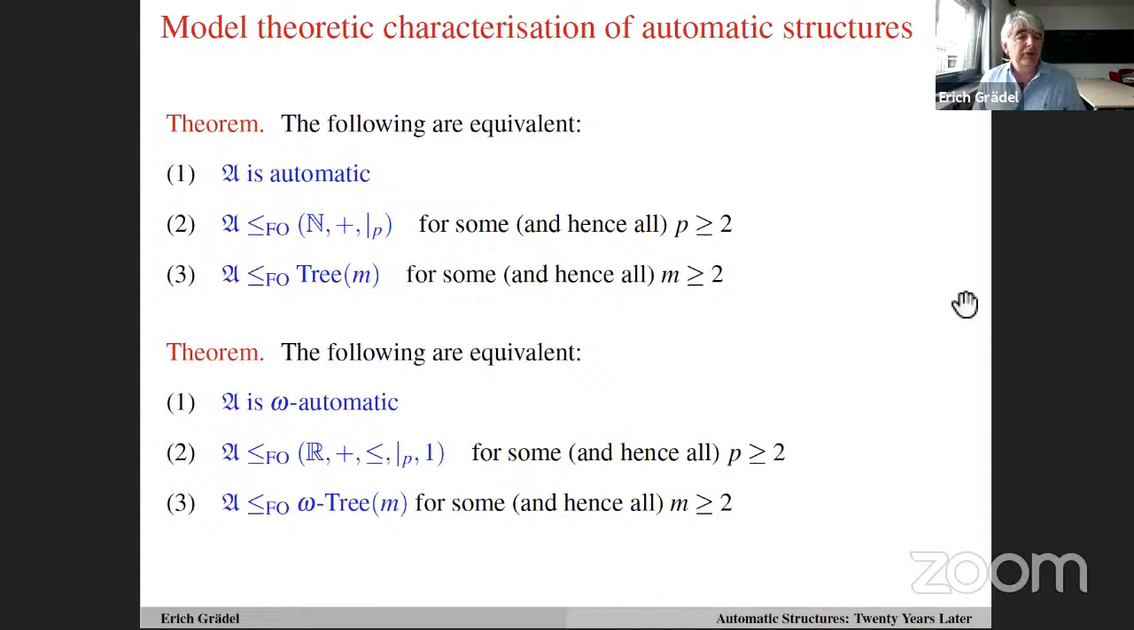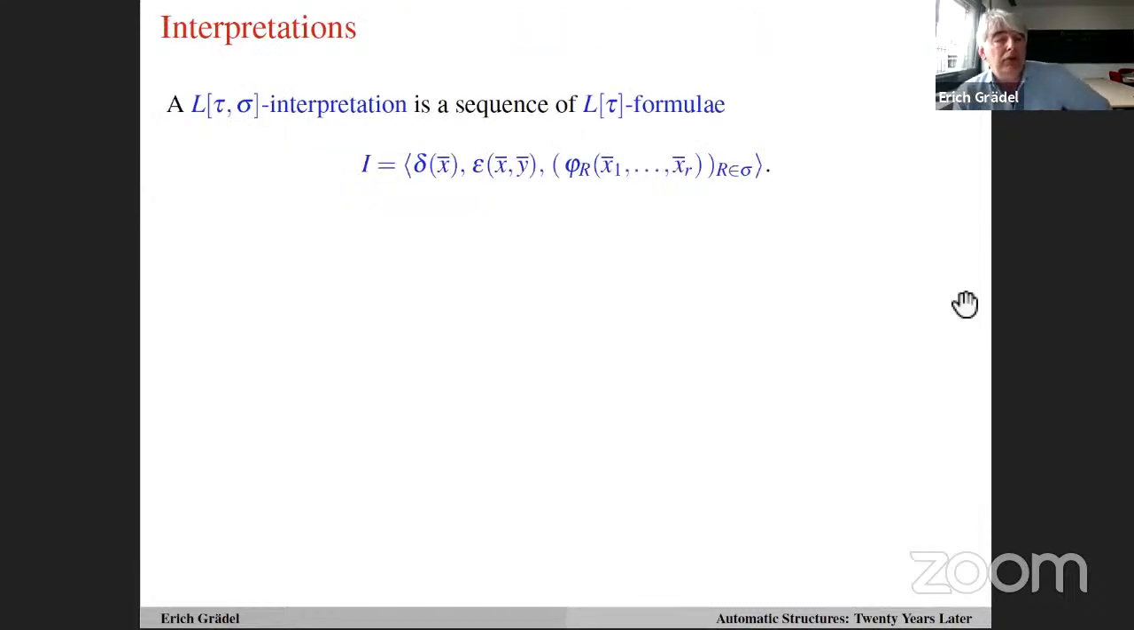And we have similar results for the omega-automatic structures. A structure is omega-automatic if and only if it is first-order interpretable in this specific automatic structure over the reals with addition, order, and a restricted divisibility, or in one of these expanded tree structures that may also contain infinite words. Since this is a tutorial, I should perhaps explain a bit closer what I mean by these interpretability results.